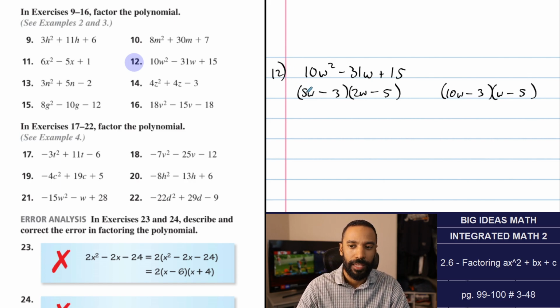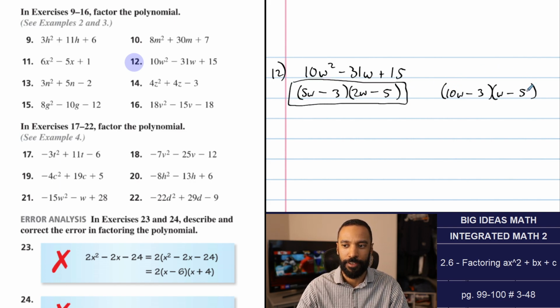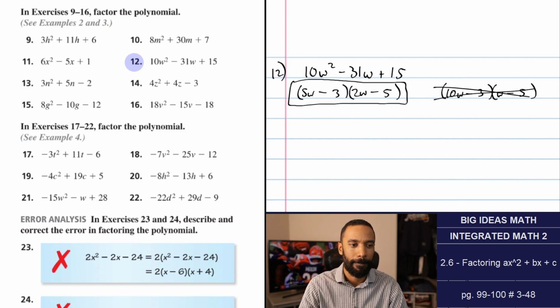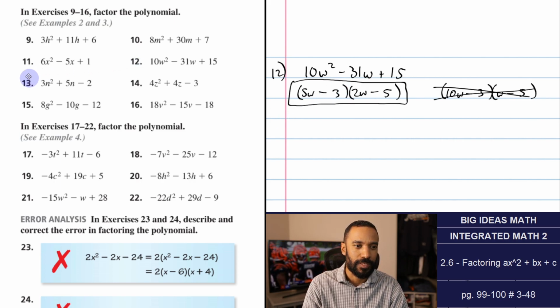Which one? Negative 25 minus 6 is negative 31. This is the answer. What would the other have given me? Negative 50. Too big. And that's another strategy. Too big for negative 31. There's no way I'm going to actually get that value. And this one's it. Number 13.